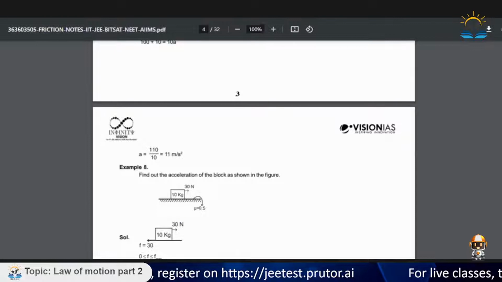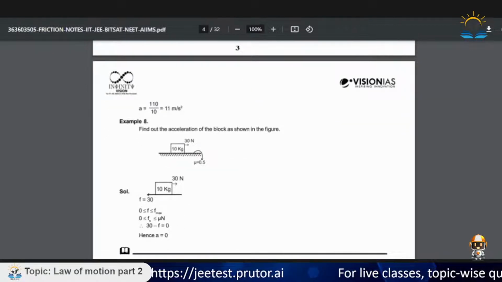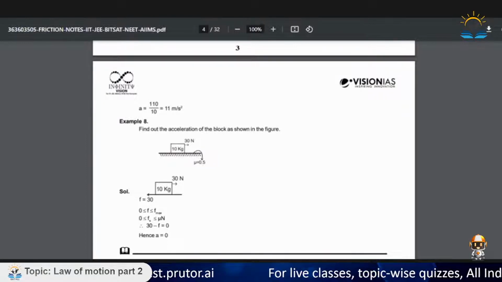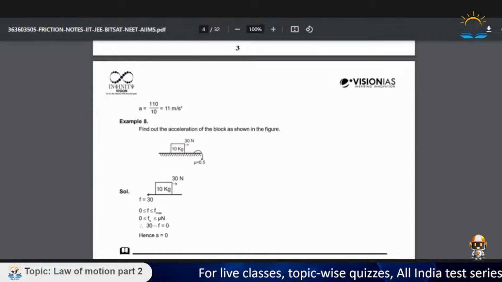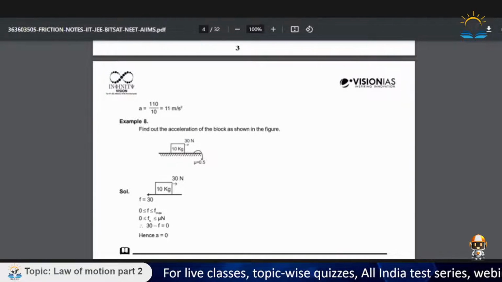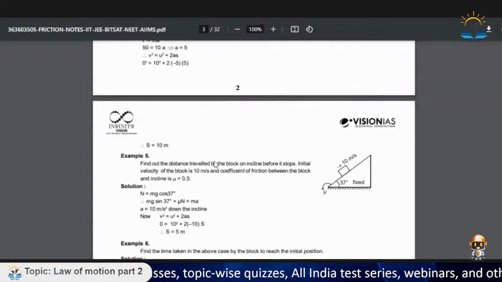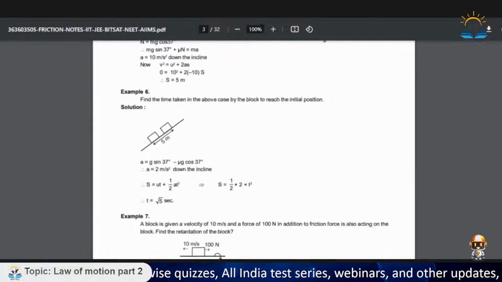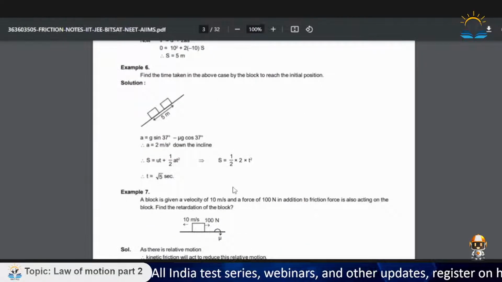Now let us see some more questions. Find out the acceleration of the block as shown in the figure. This is a block of 10 kg. A 30 Newton force is being applied, and the coefficient of kinetic friction is given as 0.5. So first of all, let us see the magnitude of kinetic friction. The magnitude of kinetic friction is basically mu N.